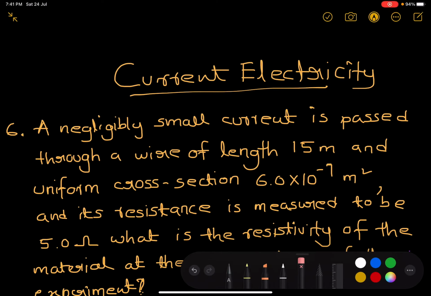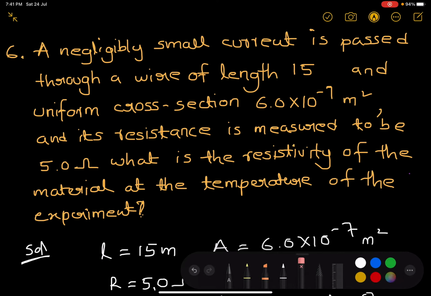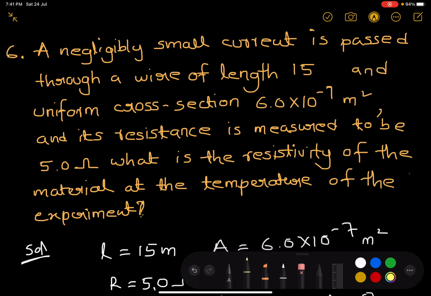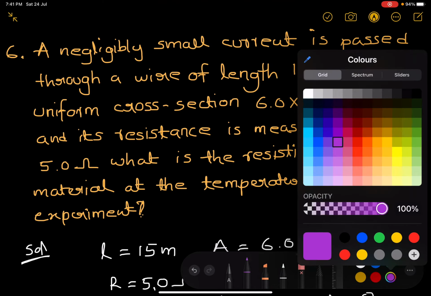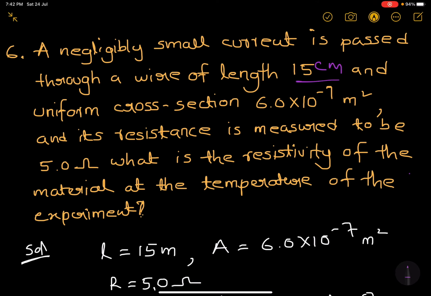Current electricity. This is NCERT, sixth question. A negligible small current is passed through a wire of length 15 centimeter and uniform cross section 6 into 10 to the power of minus 7 square meters, and its resistance is measured to be 5.0 ohms.